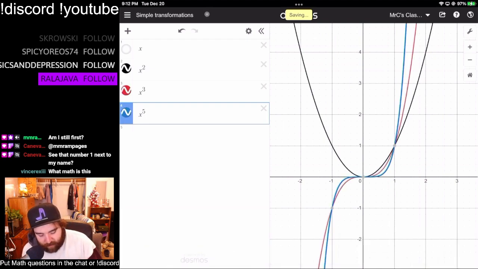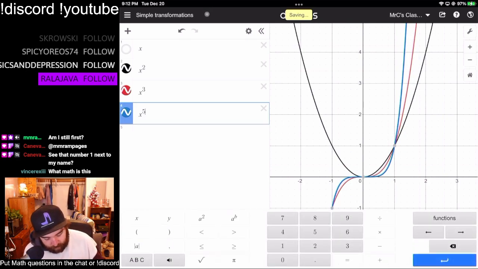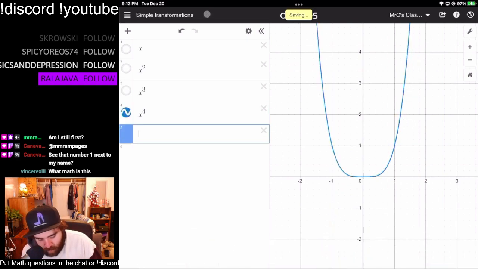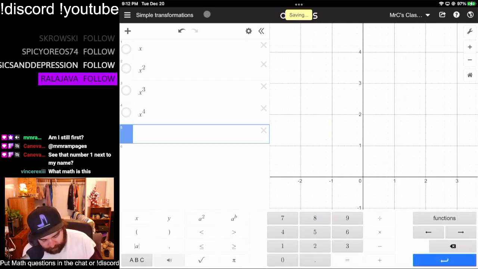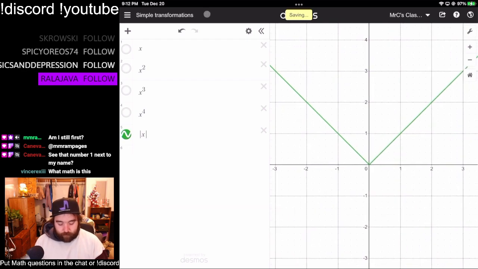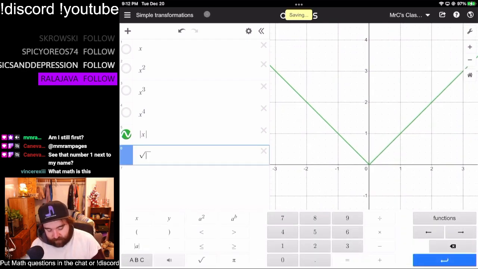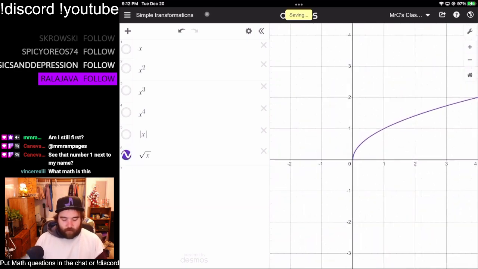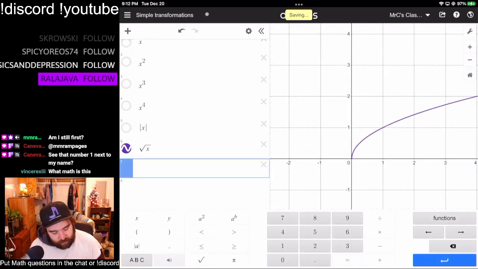But you can see that pattern continues if you compare x cubed to x to the fifth. x to the fifth is just flatter. I didn't necessarily make them memorize x to the fifth, but you had to definitely know x to the fourth, x cubed, x squared. And then some of the other ones we talked about today. You definitely have to know absolute value of x. That's your v. You definitely have to know the square root of x. We used that one today too.